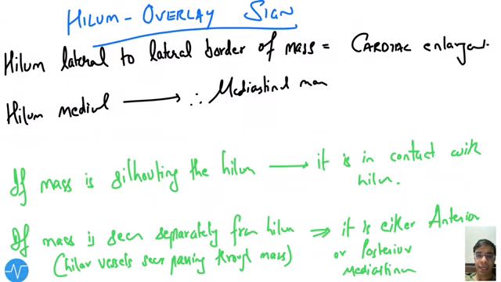The second aspect is that if the mass is silhouetting the hilum, we'll study silhouetting in detail, but remember that if the mass is silhouetting the hilum, then it is in contact with the hilum. Or if the mass is seen separately from the hilum, meaning the hilar vessels can be seen through the mass, then the mass is either anterior or posterior to the hilum, that is either in the anterior or in the posterior mediastinum. Let's draw the diagram.